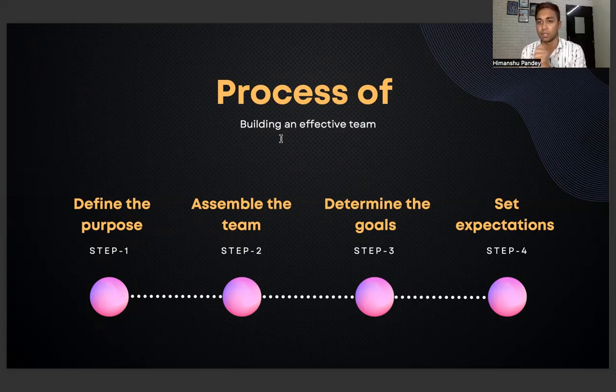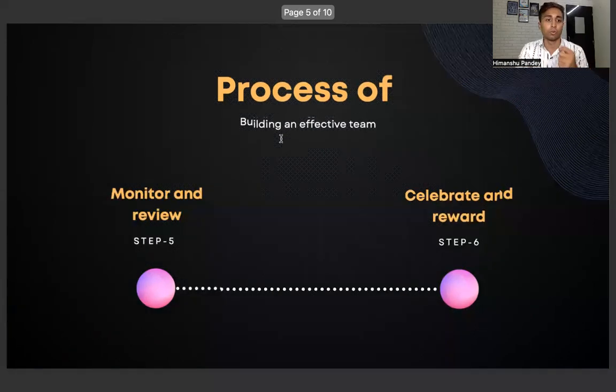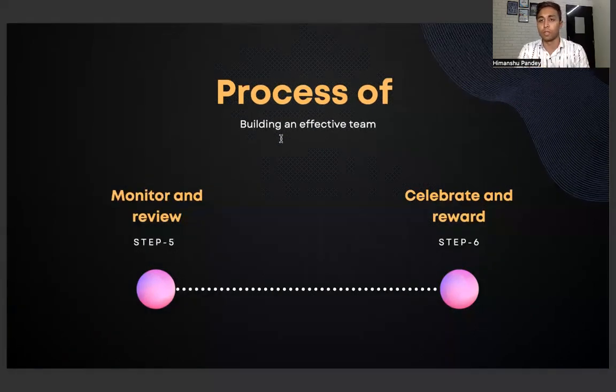Then fourth is set expectations. In order to create an effective team, you need to set expectations for each and every individual. Without expectations, people will not put extra effort into the task. The fifth stage is monitor and review. You will create a purpose, gather a team, determine the goal, then set expectations. Then after all the work, you need to monitor them and review them. If you don't do these things, then your effective team will not be created.